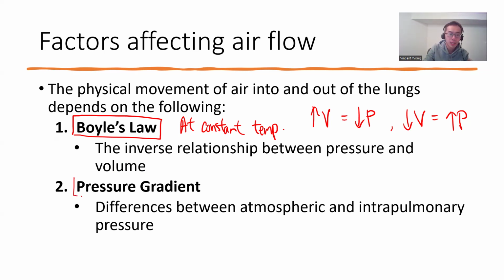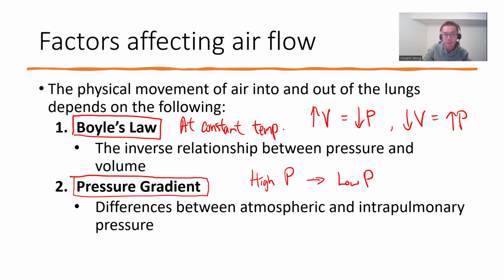Number 2, pressure gradient. A gradient is a difference between 2 points. If there is a pressure difference, air will go from high pressure to low pressure, just like diffusion goes from high to low concentration. But here we're talking about pressure. Fluid, meaning air, gas, or liquid, will always go from high pressure to low pressure.